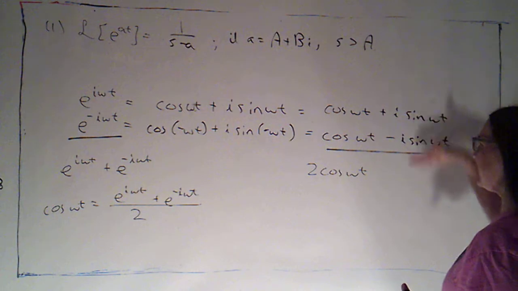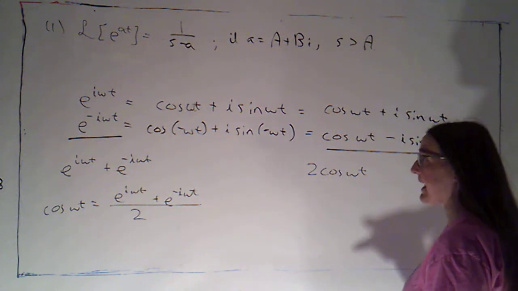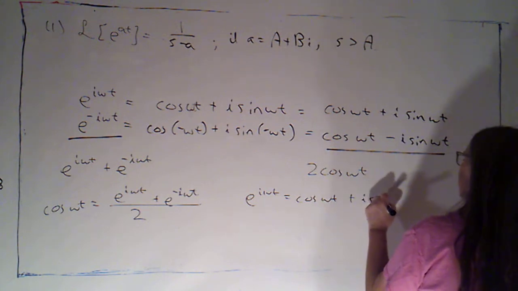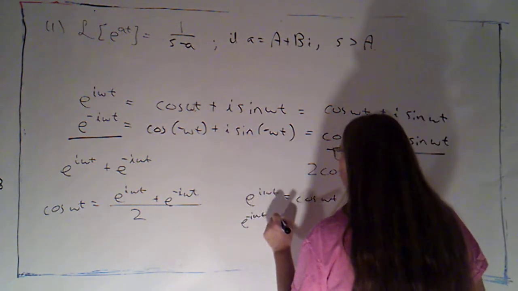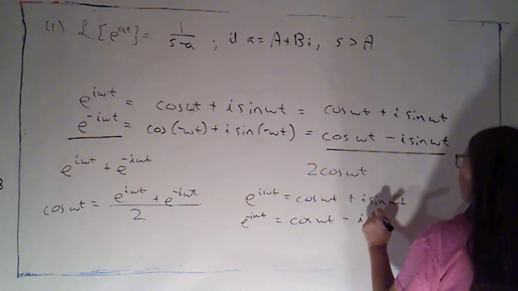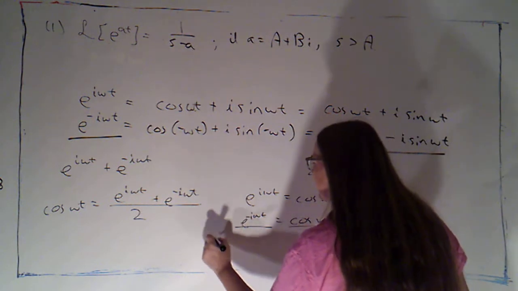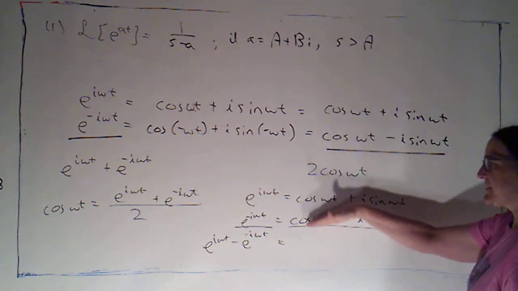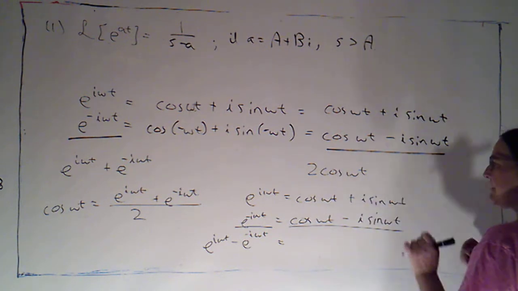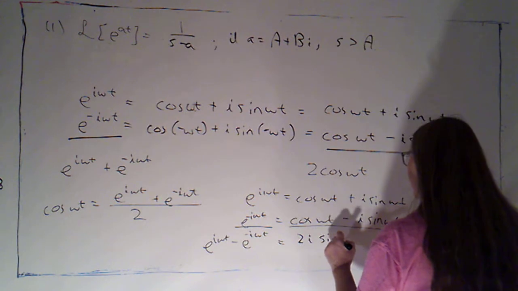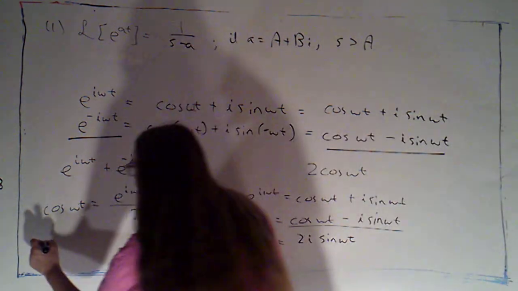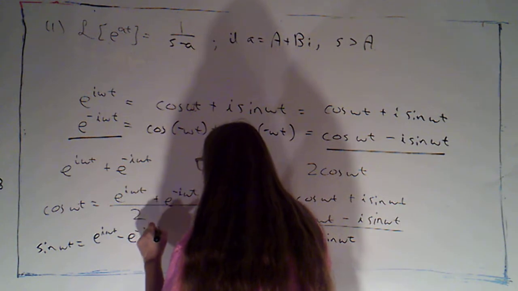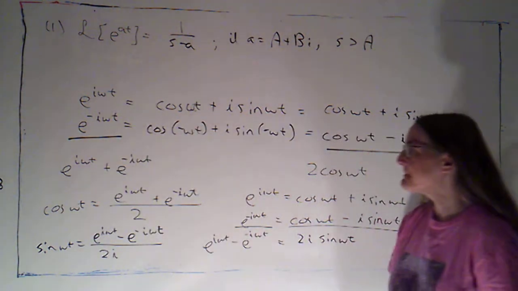Now, I can do something very, very similar if I subtract. If instead of adding things, I subtracted, let's see what I would get. So let me write it out here. I've got e to the i omega t is cosine omega t plus i sine omega t. e to the negative i omega t is cosine omega t minus i sine omega t. If I subtract e to the i omega t minus e to the negative i omega t, the cosines are going to cancel out. i sine omega t minus negative i sine omega t is 2i sine omega t. So, solving for sine omega t, that's just e to the i omega t minus e to the negative i omega t, all divided by 2i. Very cool.